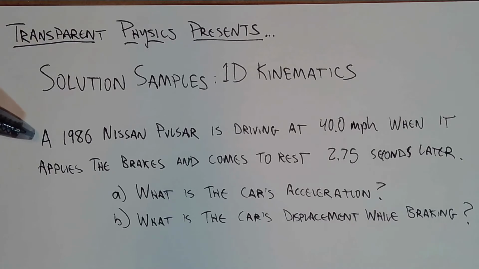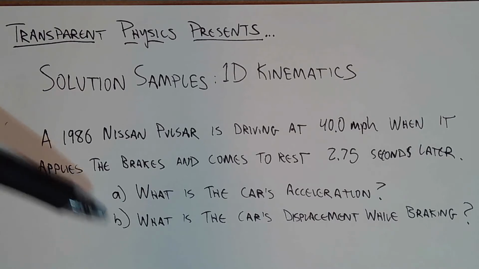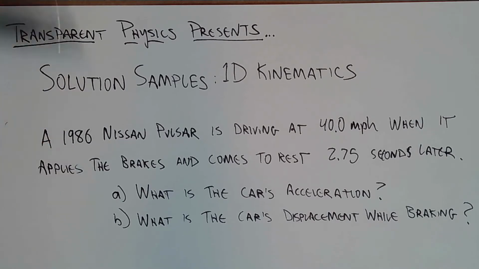A 1986 Nissan Pulsar is driving at 40 miles an hour when it applies the brakes and comes to rest 2.75 seconds later. What is the car's acceleration and what is the car's displacement while braking? So again, right up our alley. We'll be able to talk about how to set this up, how to choose the equation, and how to solve it.